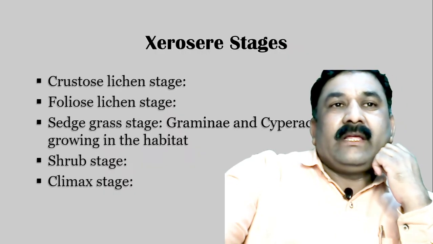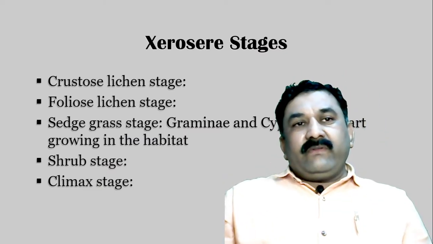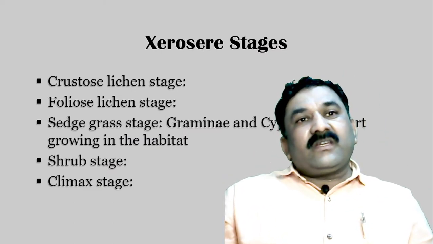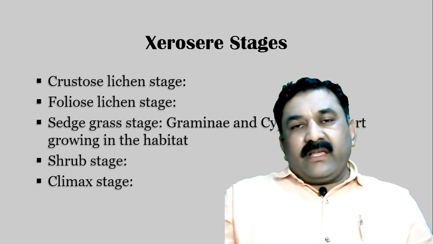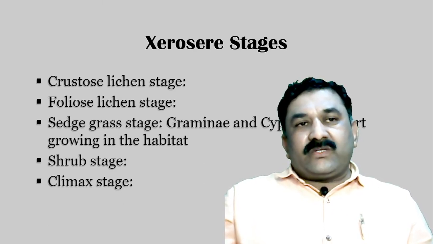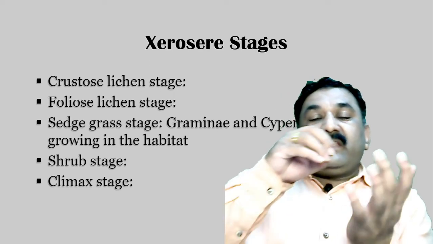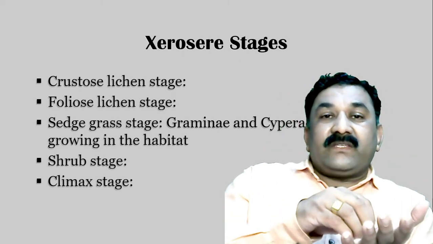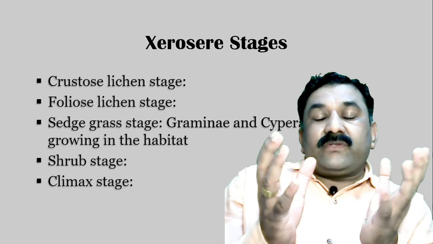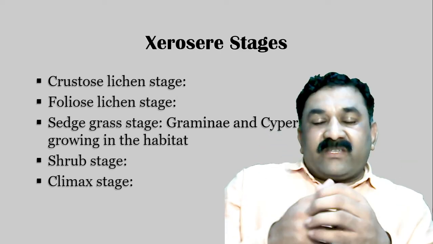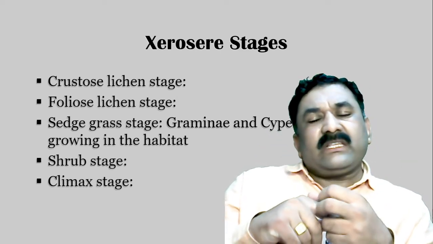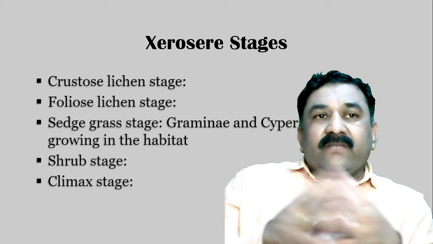Similarly, xerosere will be there. In case of xerosere, this is the development of the vegetation onto the barren land like desert. Here it is the desert land. And in case of the xerosere, there will be first crustose lichen stage, as we have seen in the earlier presentation. Crustose lichen, crustose means that lichens will be growing onto the rock surface. They will develop a foliose. Foliose means leaf-like structure will be developed in case of the lichens. These are the special type of lichens itself. They are the foliose lichens.